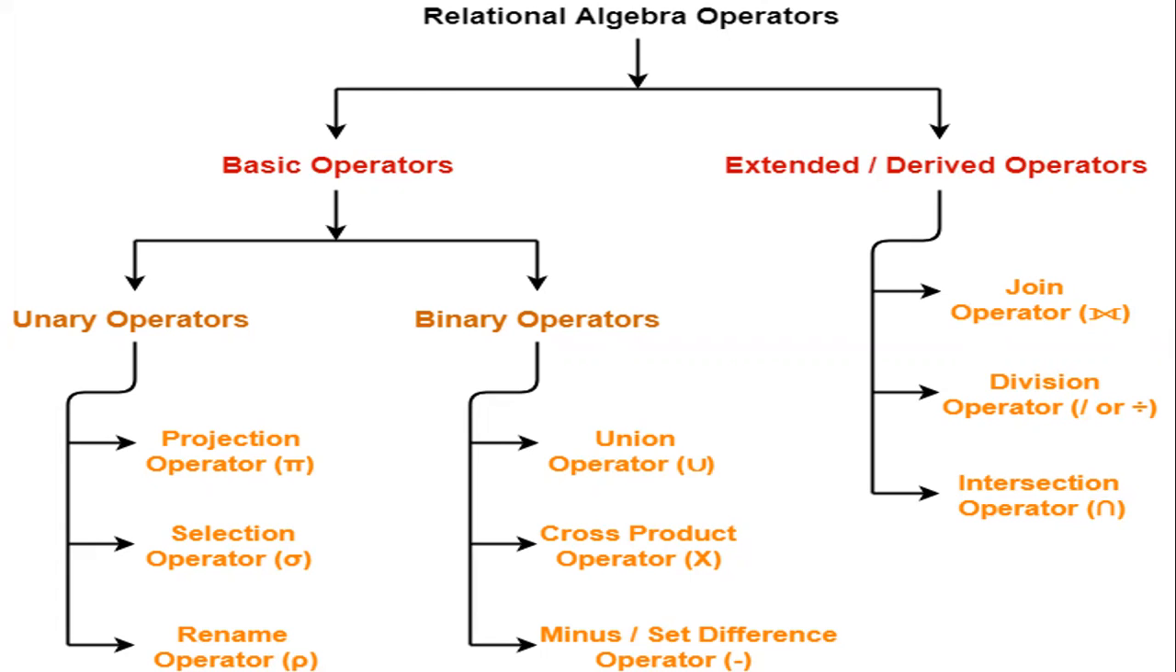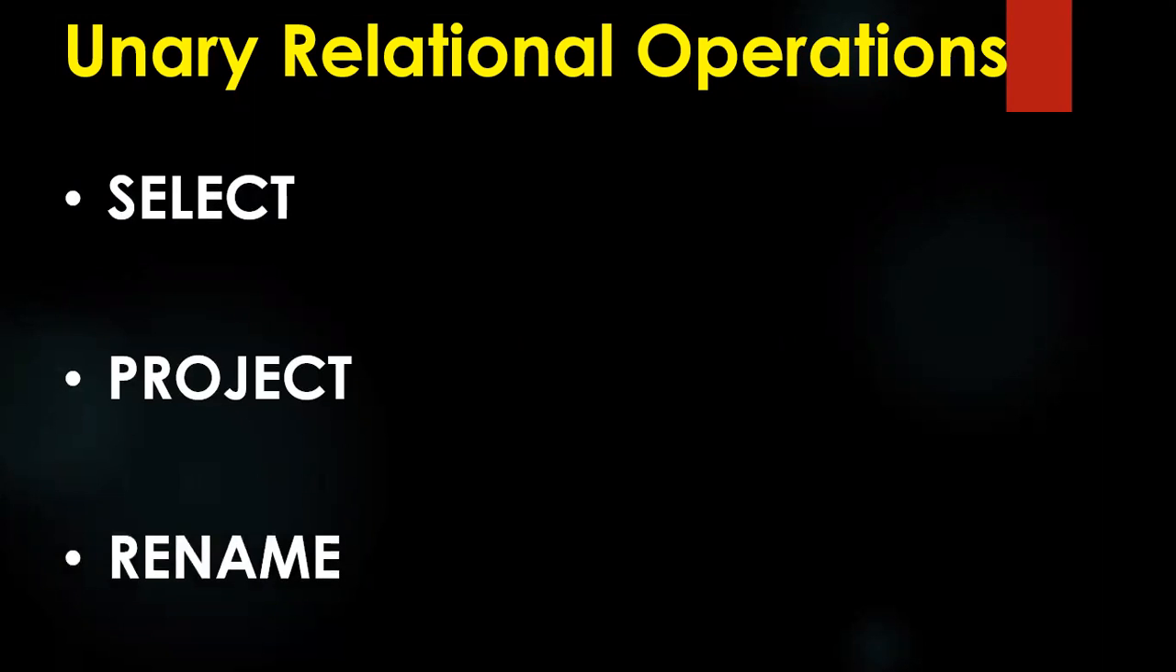Now in today's session, we'll start with the unary operators. We have three unary operators: select, project, and rename. So let's continue with the select operation. Now what is the task of the select operation? What is the job of the select operation in relational algebra?